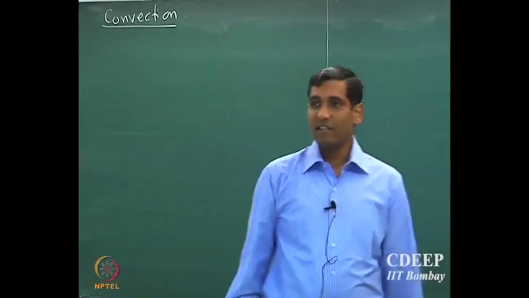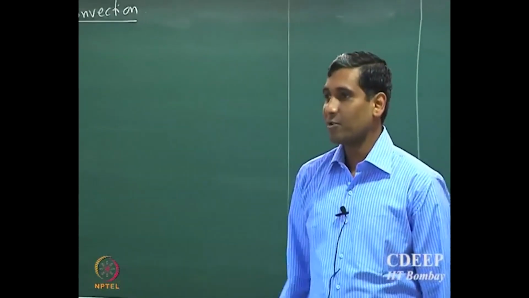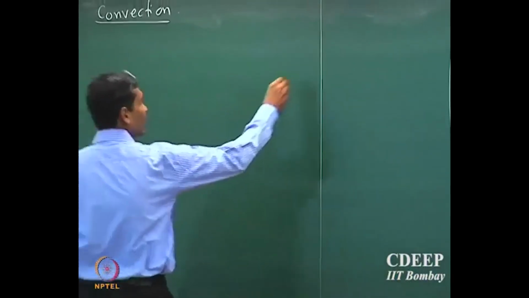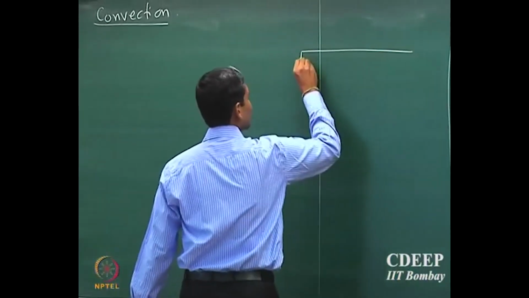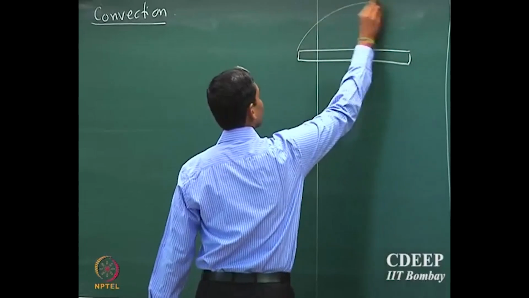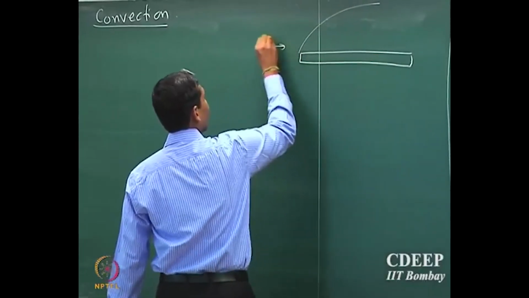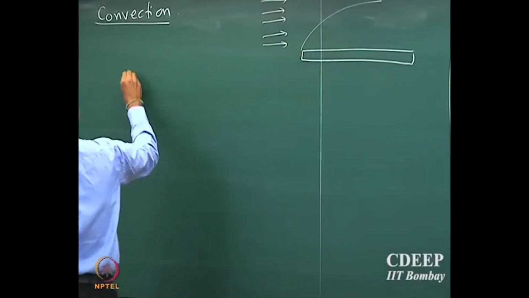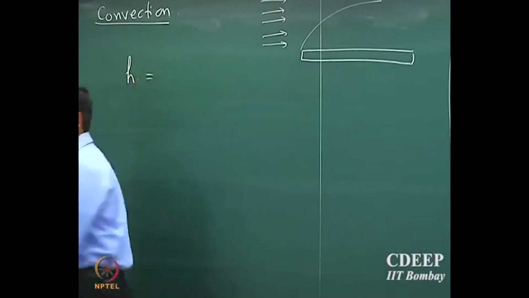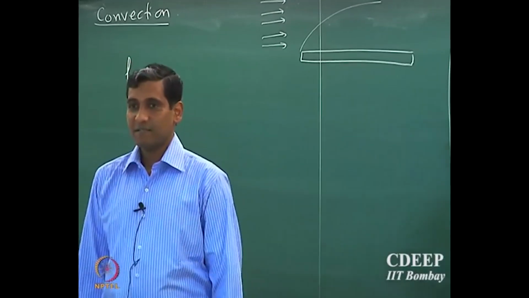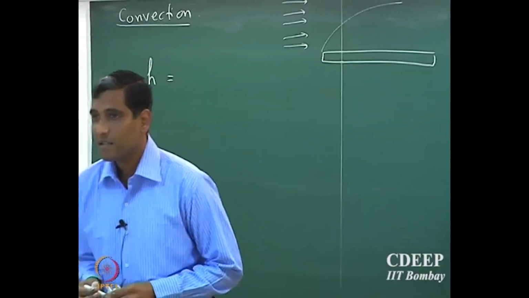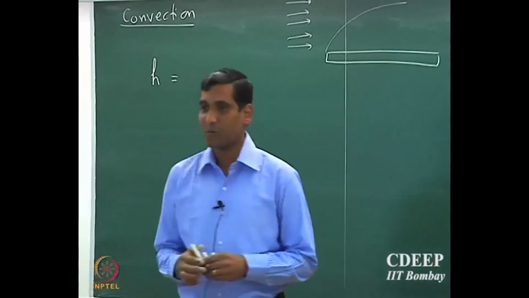So we defined the heat and mass transport coefficient yesterday. Supposing it's a flat plate, you have a boundary layer and you have fluid which is flowing past the object. What is h? What's h? Yeah, heat transport.